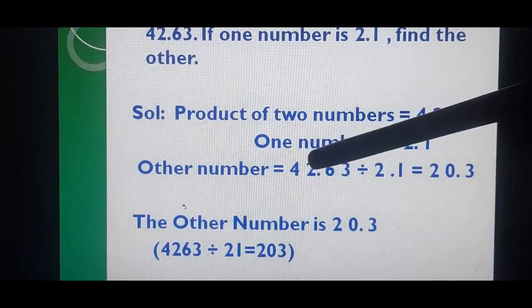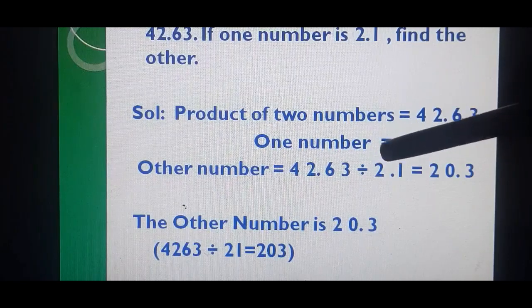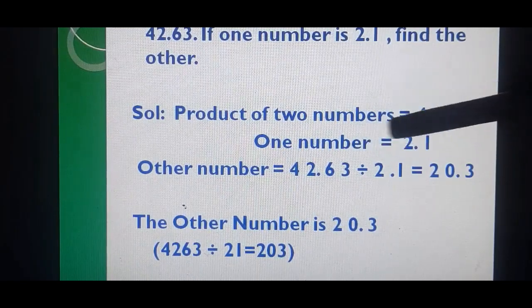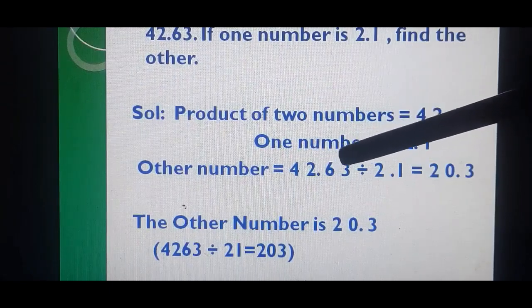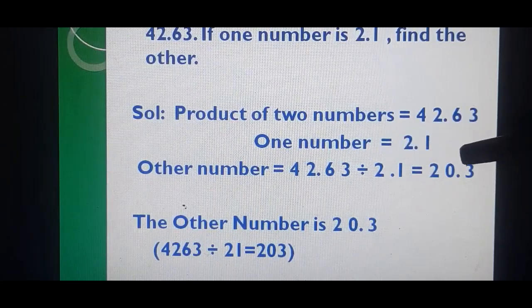Look here, we have both the numbers with decimals. So first of all we have to check where to put the decimal in our quotient. In the dividend, after the decimal there are 2 digits. In the divisor, after the decimal there is 1 digit. 2 minus 1, 1. So in our quotient there will be 1 digit after the decimal. So count 1 digit, that is the ones place. Now put the decimal. So our answer has become 20.3. The other number is 20.3.